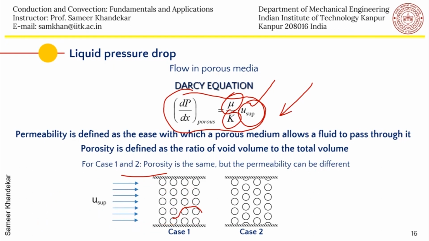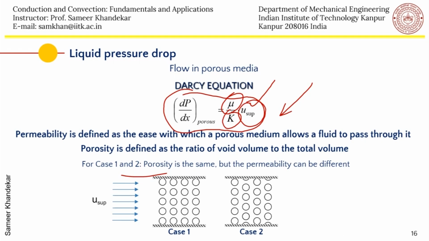Please note that even if the porosity is the same, the permeability, which is the ease with which the fluid can flow, is actually different, because here there are paths which directly connect the inlet and the outlet, but in the second case there is tortuosity, and therefore the permeability will be different in this case.